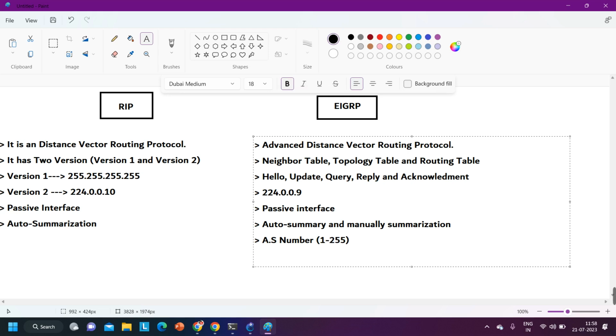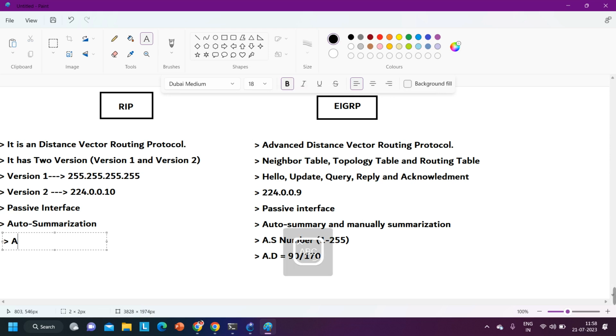Then administrative distance value, AD value. So what is the AD value of EIGRP? 90, and 170. Yesterday we had discussed the 170 AD value as well. Whenever you perform redistribution, the router will receive any external prefixes with AD value 170. And in RIP, what is the AD value? 120. Very good.